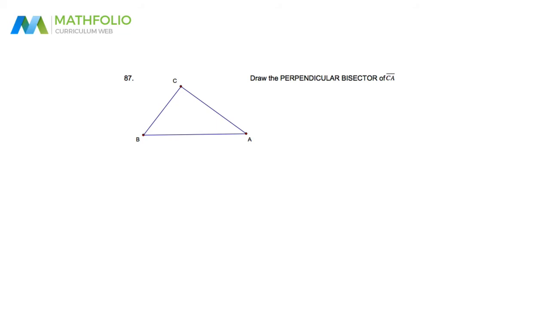Alrighty. 87 is wanting the perpendicular bisector of CA. So we will first identify CA, which is right here. We're going to put our compass on C. We're going to open up the compass and we're going to draw an arc. We'll go something like this. It doesn't really matter if you join up the whole thing, that's fine.